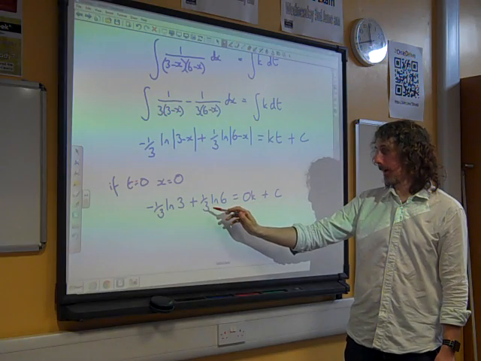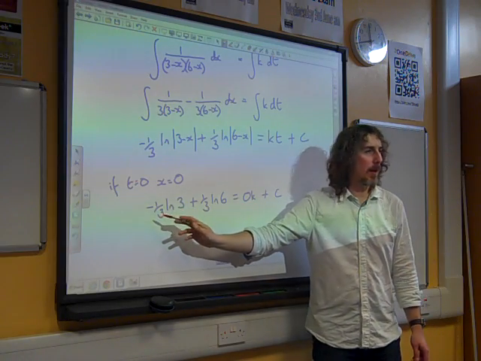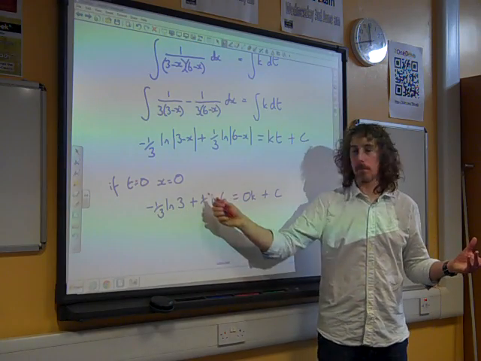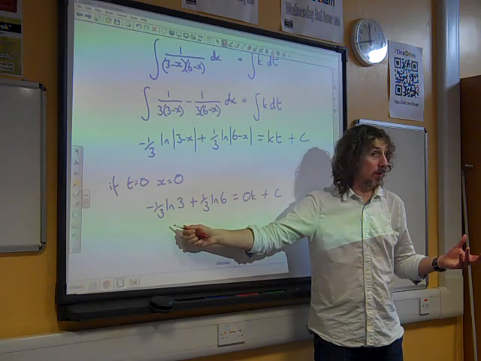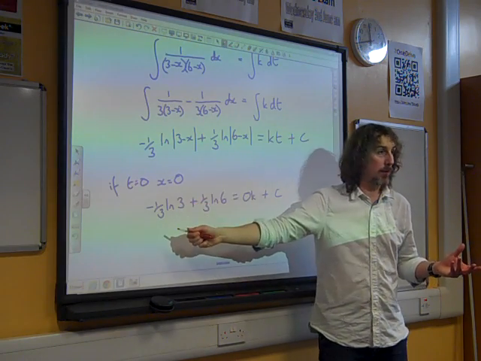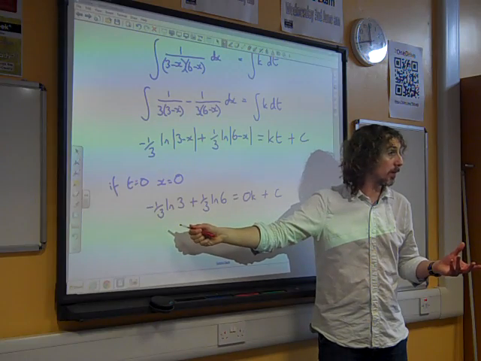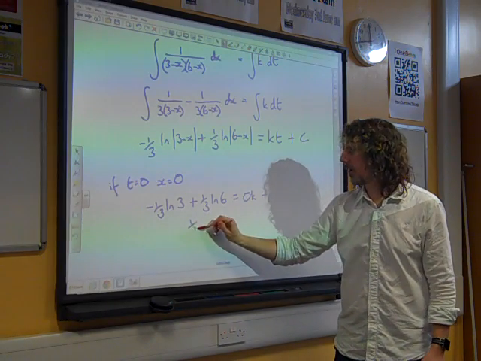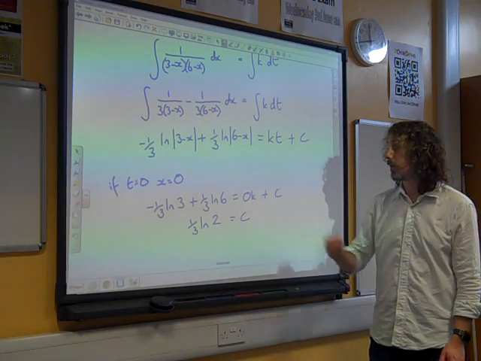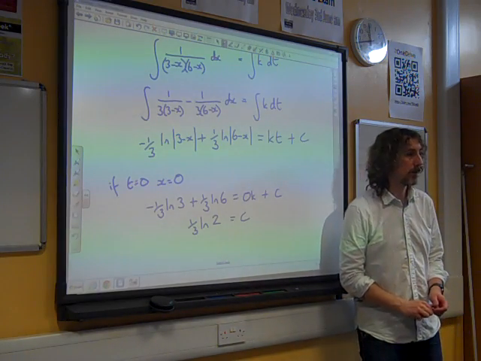Right, now, hang on, what do we get here? We've got ln, the third we can take out as a factor, it's ln 6 minus ln 3. Remember your logarithm laws from last year? If you do ln 6, take away ln 3, you divide, don't you? So that's a third ln 2 is equal to the constant of integration.